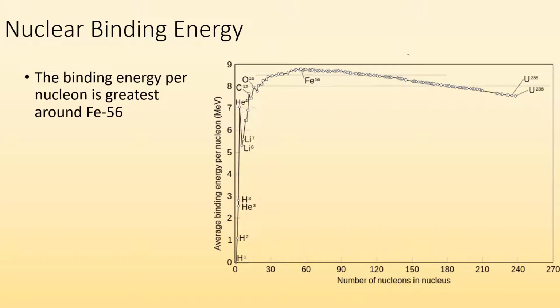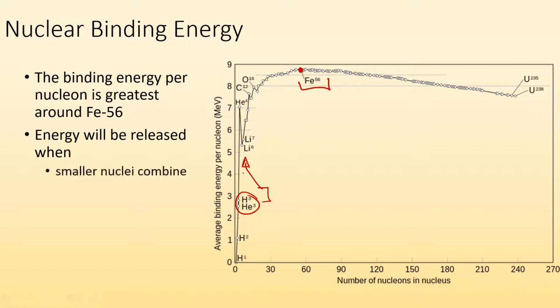The binding energy per nucleon is greatest around iron-56. So you can see right here, that is the peak of this curve. What that means is if we have smaller nuclei and we fuse them together to make a larger nucleus, that's going to give off energy. It's also true if we had a larger nucleus and split it into two smaller nuclei, we're going to be headed towards that iron-56 and it's going to give off energy.